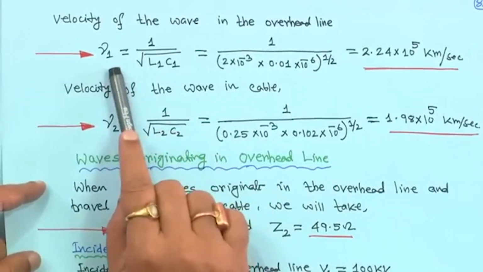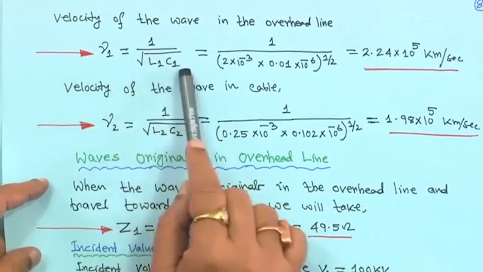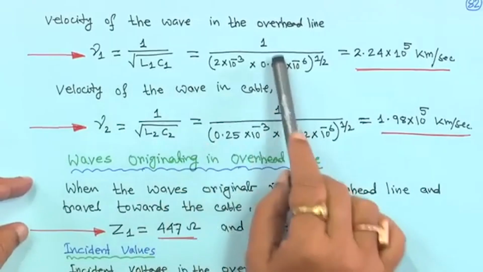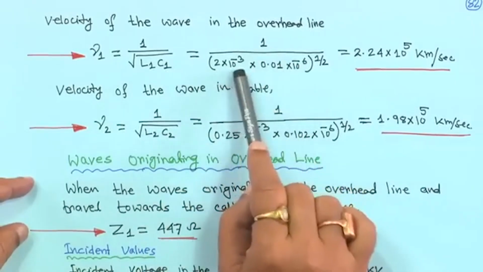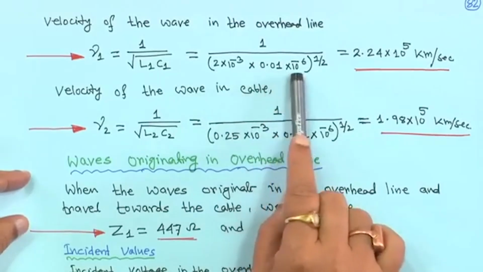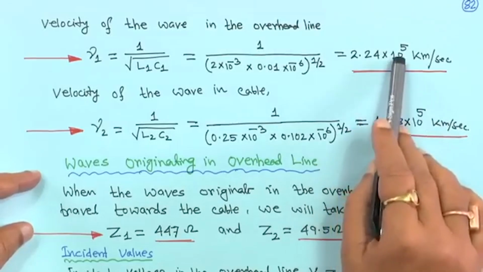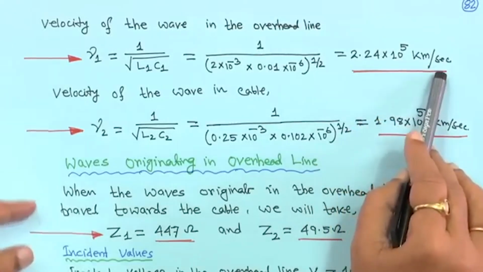Next is the velocity of the wave in the overhead line, say gamma 1. We know that it is 1 upon root over L1 C1. So, it is 1 upon L1 and C1, L1 being 2 into 10 to the power minus 3 millihenry, and C1 being 0.01 into 10 to the power minus 6 microfarad, all to the power half. So, it is coming 2.24 into 10 to the power 5 kilometer per second.